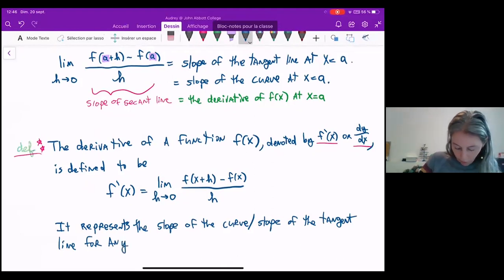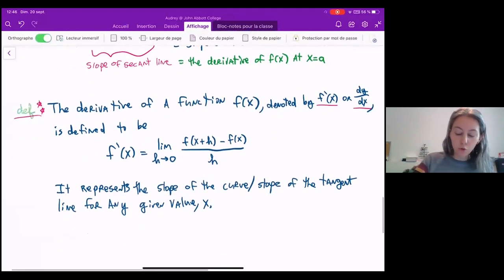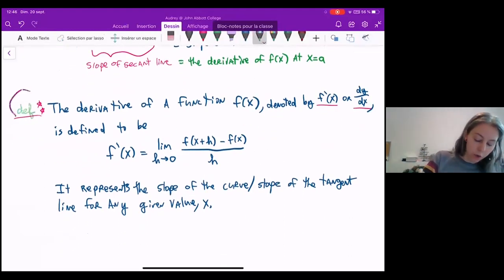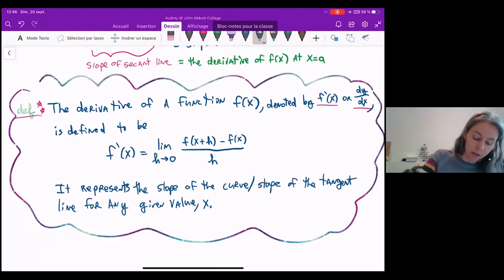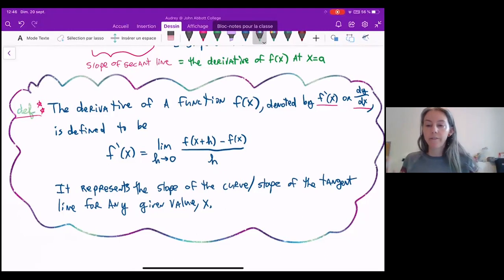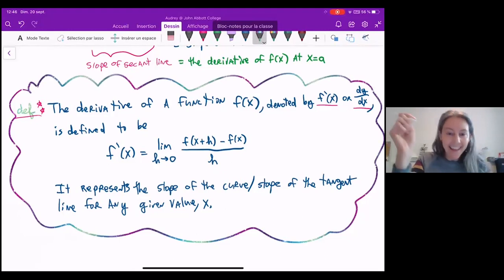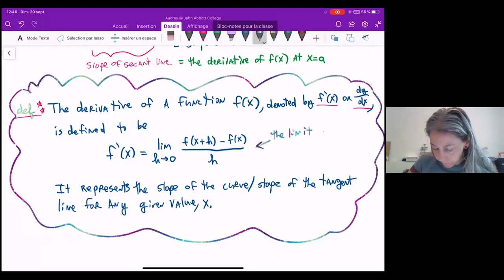And this definition is super, super, super important. You need to memorize it. Regularly, you are asked to give, for example, the limit definition of the derivative. That's this. You need to know this. You need to be able to state it. So this is the limit definition of the derivative.